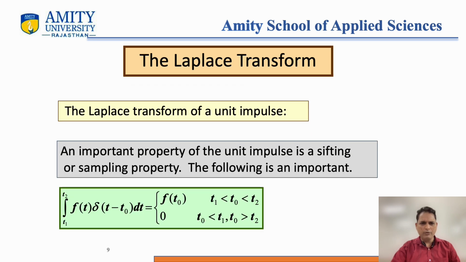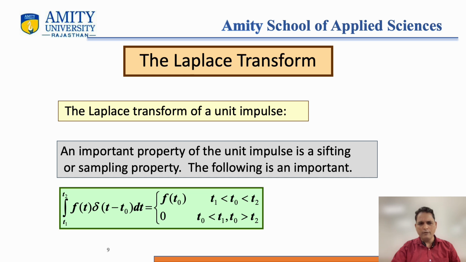Now, if we talk about the Laplace transformation of the unit impulse function, engineers are generally quite familiar with it. The important property of the impulse is the shifting property. The integral from t1 to t2 of f(t) delta(t minus t0) dt is equal to f(t0), or 0, where t1 is less than t0 is less than t2.